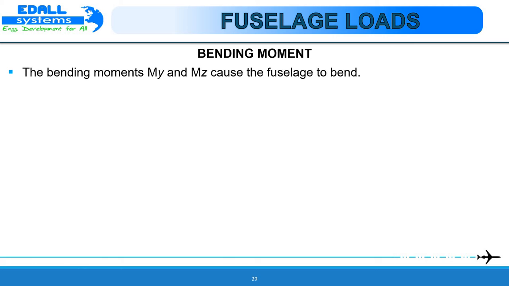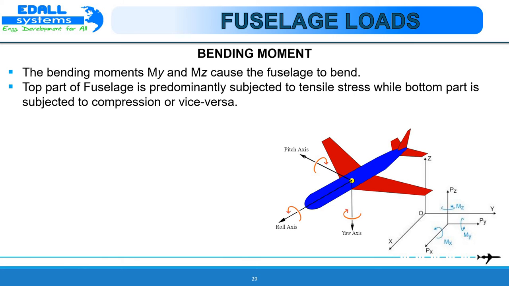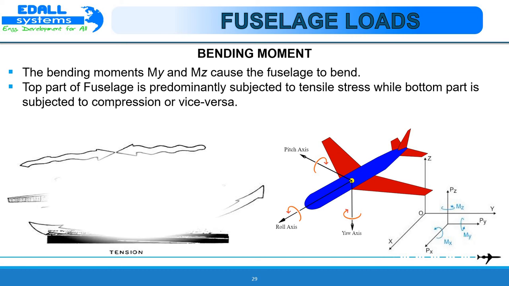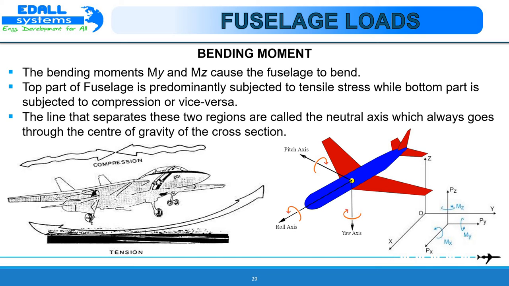Bending moment. The bending moments My and Mz cause the fuselage to bend. The top part of the fuselage is predominantly subjected to tensile stress, while the bottom part is subjected to compression, or vice versa. The line that separates these two regions is called the neutral axis, which always goes through the center of gravity of the cross-section.